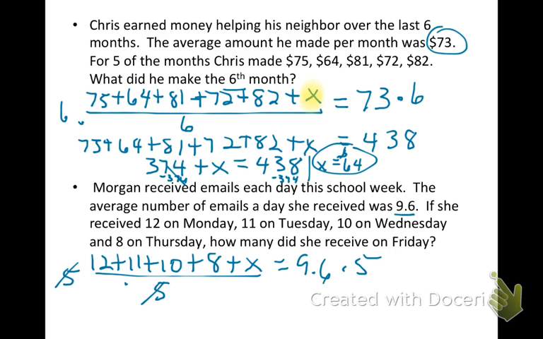And then we can go ahead and add those values next to the x. And we'll get 41 plus x equals 48. 9.6 times 5 is 48. And now we'll subtract 41 to find out how many emails that she received on Friday. So she received 7 emails.